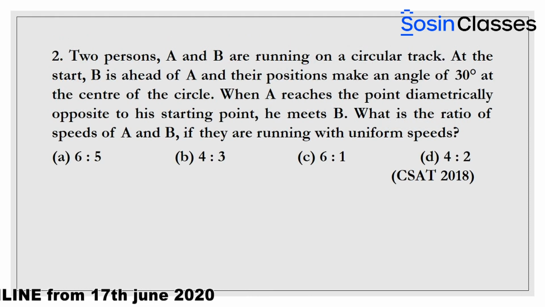It is given that two persons A and B are running on a circular track. At the start, B is ahead of A and their positions make an angle of 30 degrees at the center of the circle. When A reaches a point diametrically opposite his starting point, he meets B. What is the ratio of speeds of A and B if they are running with uniform speeds? So this is given. So what is the ratio of speeds of A and B?